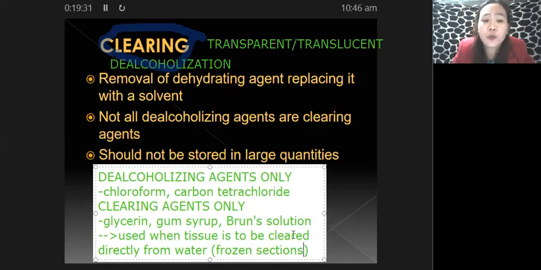They are used when tissue is to be cleared directly from water, such as in the case of your frozen sections. Remember that in the processing of your frozen sections, there is no dealcoholization involved, because in the first place, you did not make use of an alcohol.